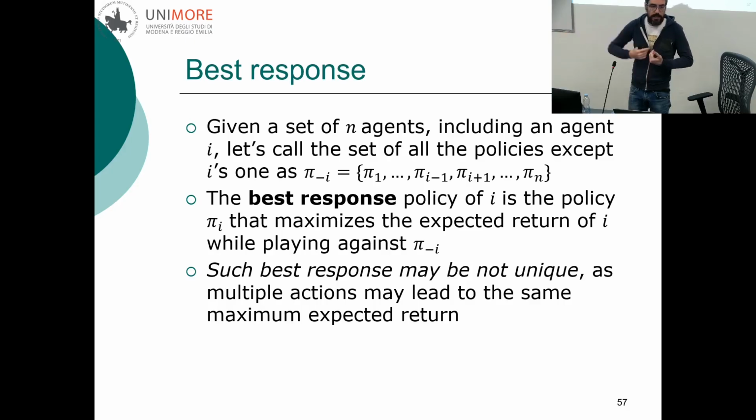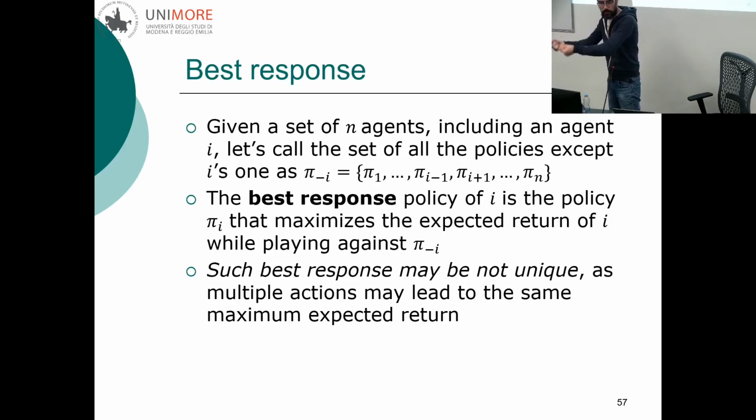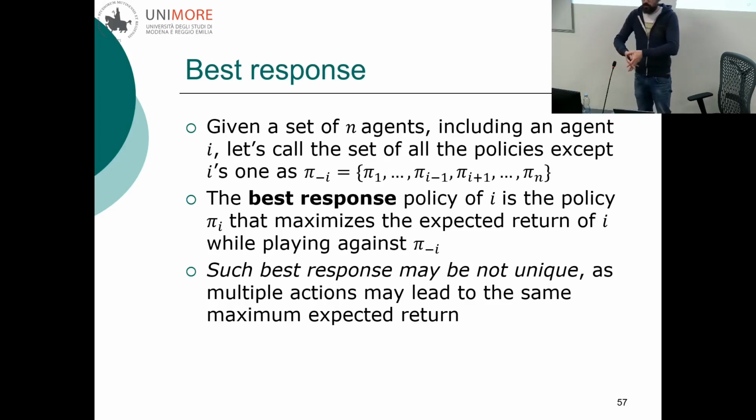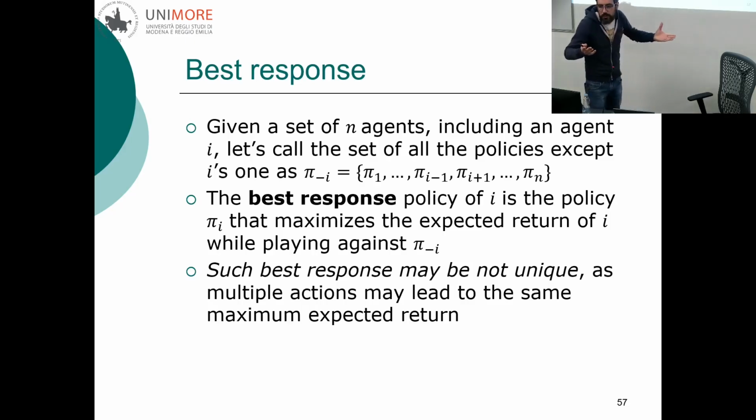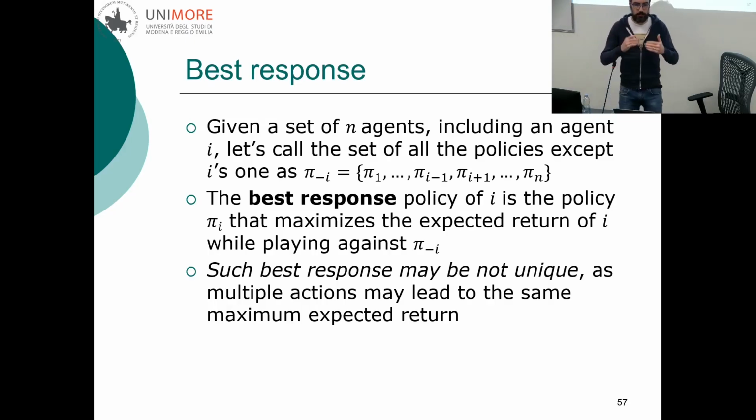Okay? Our best response depends on what other agents are doing, and this is something we cannot avoid in multi-agent reinforcement learning. So, depending on what other agents are doing, I'm maximizing my expected return. This will simply qualify a policy to be the best response. I cannot do better than this unless at least one of the other agents changes its policy. Assuming a fixed set of other policies, I cannot do any better.